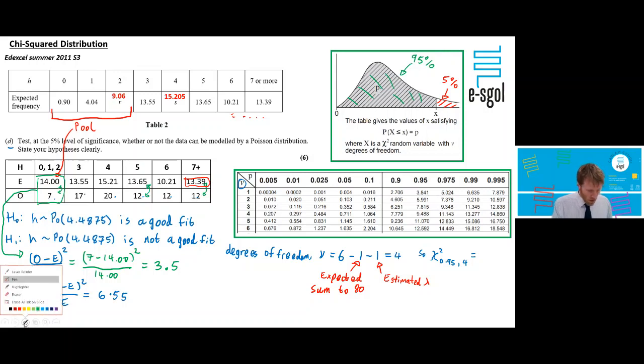Now on my table here, I'm looking at the degrees of freedom being 4, so it's this one here, and I'm sort of going to pull my eyes along until I get to here, because I need it to be the 95th percentile. So that value is 9.488. On this graph here then, this is telling me that that here is 9.488.